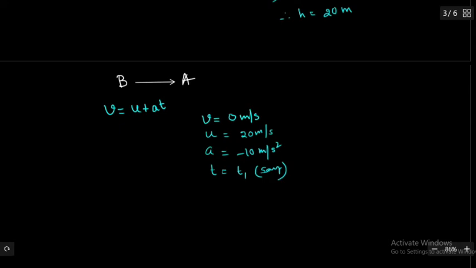So we will solve it. 0 is equals to 20 plus minus 10 into t1, hence 10 t1 is equals to 20, t1 is equals to 2 seconds. So this is our first part.